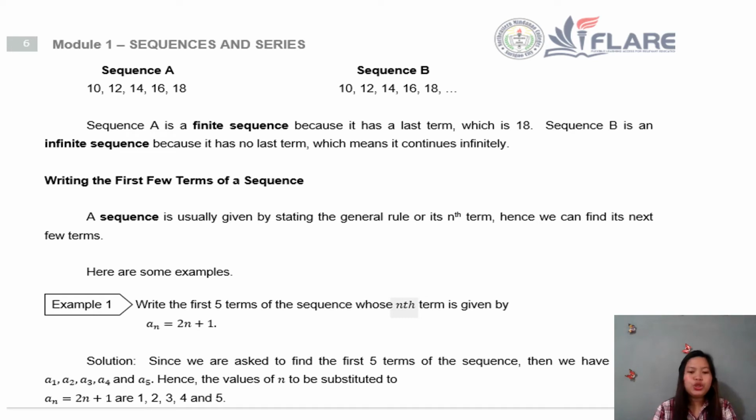Okay? Solution. Since we are asked to find the first terms of the sequence, we will find what we denote as the first term, A sub 1, the second term A sub 2, the third term A sub 3, the fourth term A sub 4, and the fifth term A sub 5. Hence, these are the values of n to be substituted into A sub n equals 2n plus 1. Since we are looking for the first term, n is 1. For the second term, n is 2. For the third term, 3, fourth term, 4, and fifth term, 5.